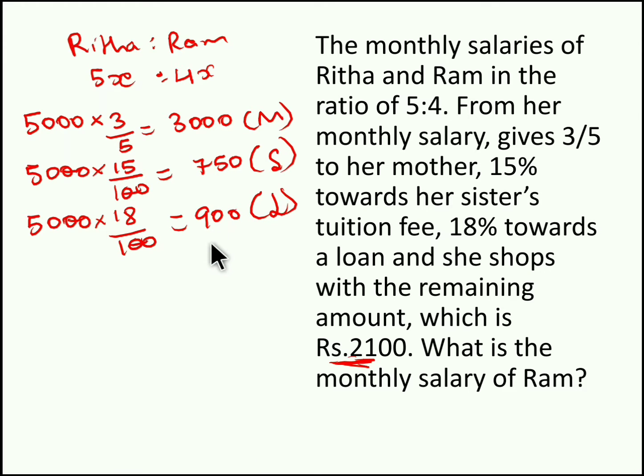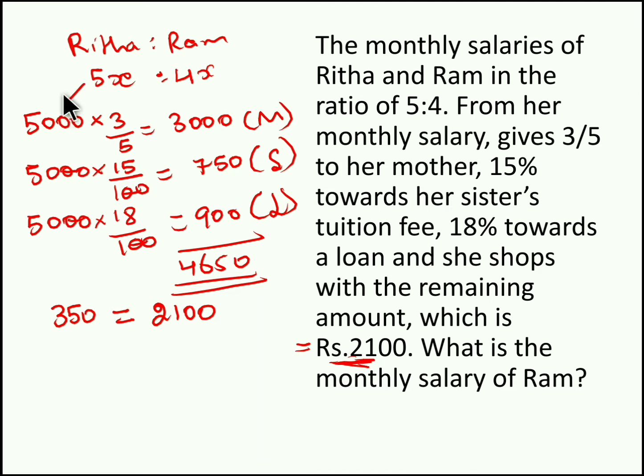Now she totally spent how many rupees? When you sum it, you will get 4650. Now out of 5000, she spent 4650. Now she will be left with only 350 rupees. With this 350 rupees only she is doing the shopping. So we have to consider this 350 rupees is equal to 2100, because here we consider these 5 parts as 5000 rupees. So this 350 rupees is nothing but 2100 rupees, right?